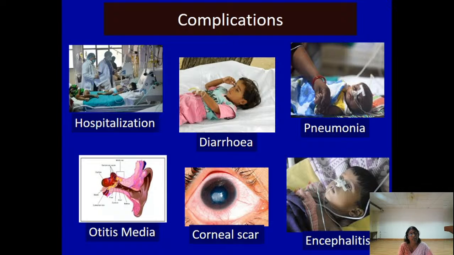Then the child may start having otitis media, and then some of the children may develop corneal ulcer and a scar. Then it will affect the vision. The children may become blind. And then encephalitis. Encephalitis is a very rare complication, but you have to remember all these complications. You may get short notes as complications of measles, 4 marks.